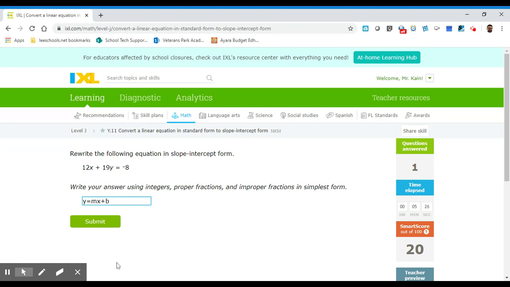So let's, assuming that you did that, let's go ahead and rewrite the problem. So we have 12x plus 19y equals negative 8. So we want it to look like this. We want it to be y equals mx plus b.